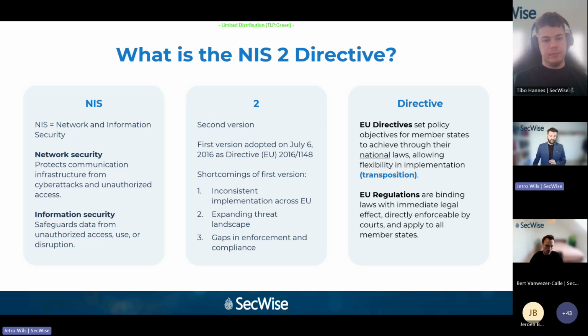Number two, like I mentioned, it's version 2, because there were some issues with the first version. It came into force in 2016, and now a couple of years later, we see the effects. And basically, there were 3 shortcomings of that first version. First of all, there were inconsistent implementations across the EU. You can imagine 27 member states, they all tweak it and tune it a bit differently. So there were inconsistencies. Also, the threat landscape at the time was too narrowly defined in NIS1, and so NIS2 expands the threat landscape. And then shortcoming 3 was there were actually gaps in enforcement and compliance.